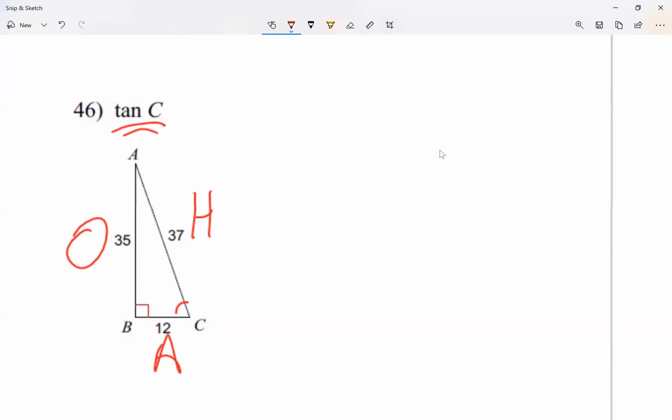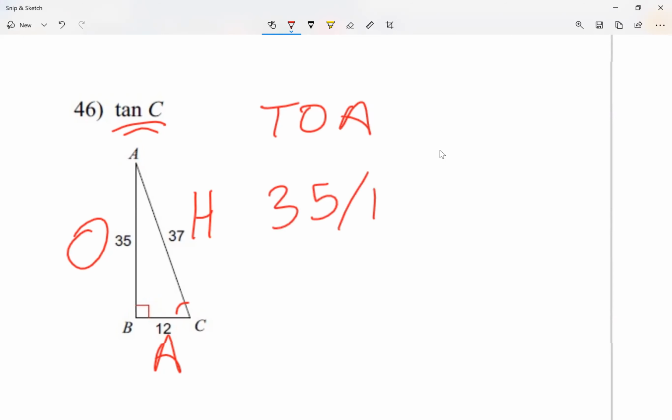Again, opposite means far away. Adjacent means close to. Now, tangent, I remembered the acronym SOHCAHTOA. So I'm going to go, I know tangent. Again, I'm going to remember the acronym. I'm going to remember TOA for SOHCAHTOA. What that means is tangent is opposite over adjacent. So I'm just going to go 35 over 12. If we can simplify for fractions, by all means do so. This one I cannot simplify, but like I said, if I could, then I would.